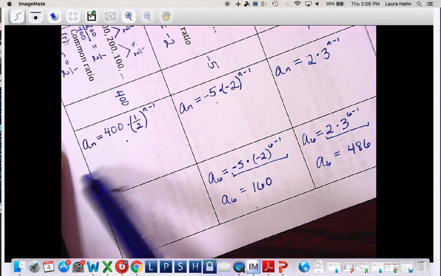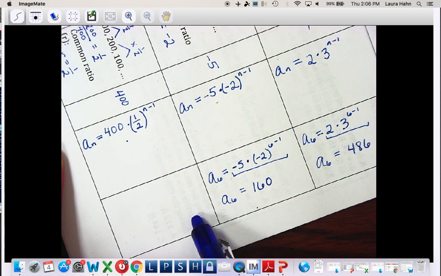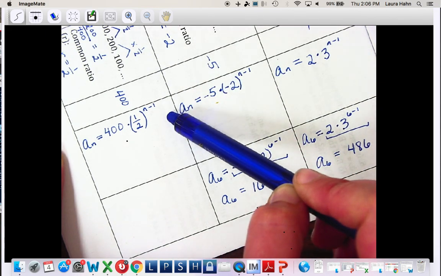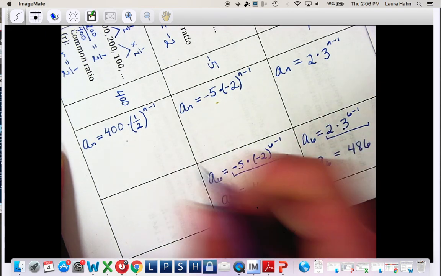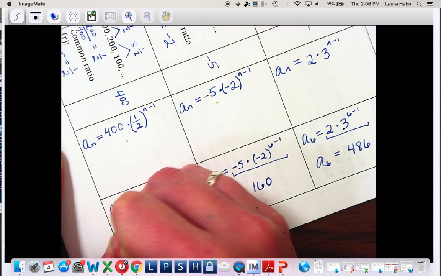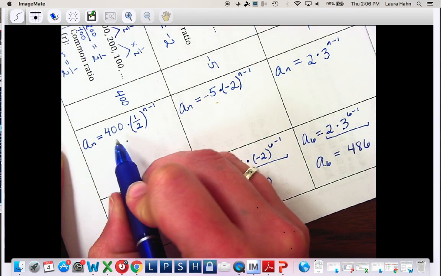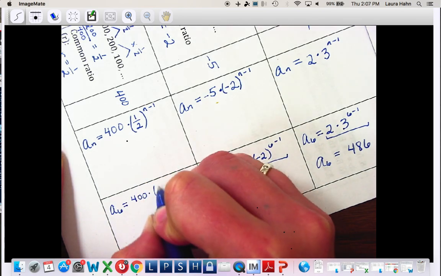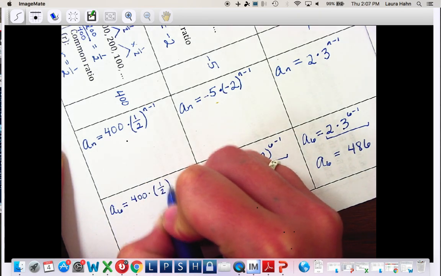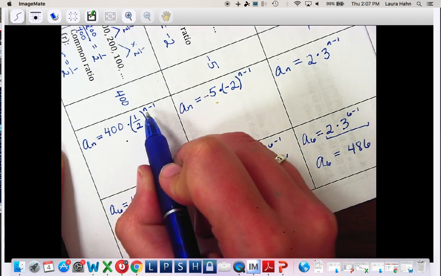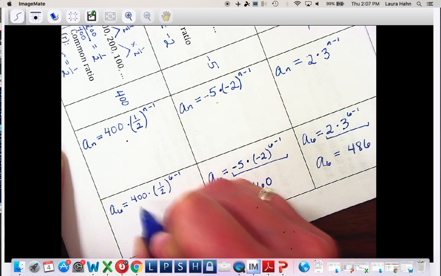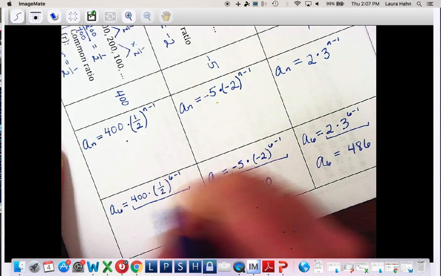Okay, so we're going to use this formula to help us figure out our sixth term. So if I were to continue to multiply by 1/2 over and over and over again, what would I get on my sixth number? So I'm going to put A sub 6 equals 400 times 1/2. I'm going to put my fraction in parentheses. And we want our sixth number, so I'm going to change n to a 6. So in the exponent, I want 6 minus 1. Type that into the calculator.